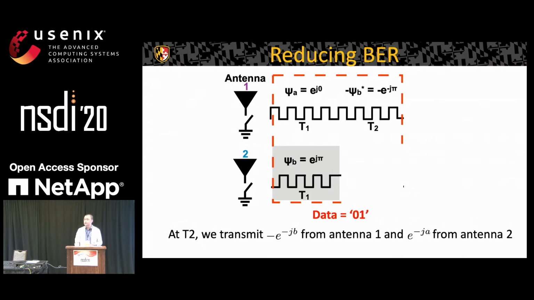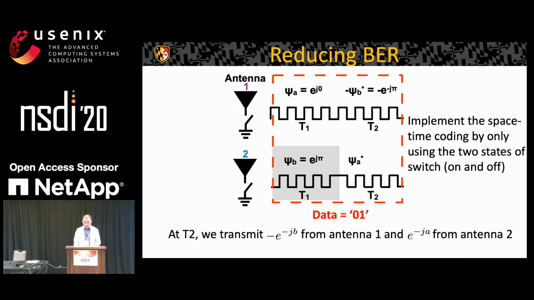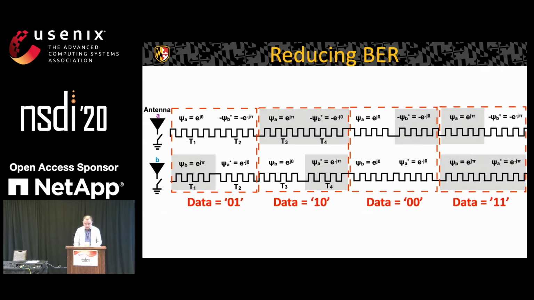That means there is no phase change on antenna 1. And on antenna 2, PCA conjugate equals e to the negative j0. This also equals 1. Therefore, there is also no phase change on antenna 2. Here are other examples when the backscatter wants to transmit other data.